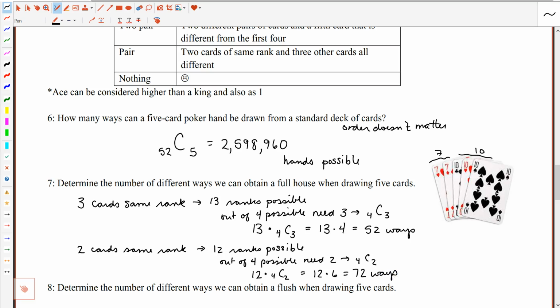So then we just use the counting principle to pull all this together. There are 52 ways of selecting the 3 cards. There are 72 ways of then following that with our 2 cards. So overall it's going to be 52 times 72, or 3,744 ways that we could get a full house. Alright, so out of the over 2 million possibilities, there's not very many ways to do that. So that's kind of why that's a special hand.